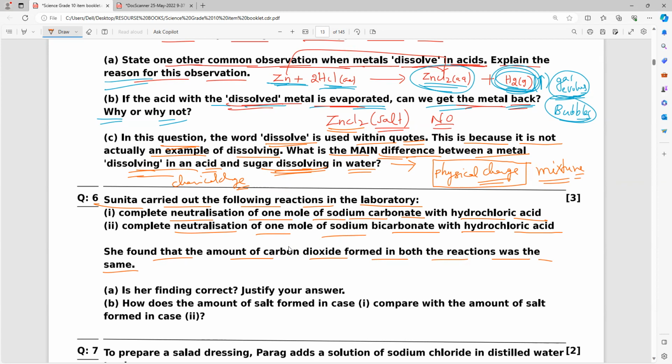Both the same amount, only carbon dioxide will be produced, sir. Carbon dioxide in both the cases. Writing the balanced equation for both the cases, we can verify it. So let us make that now.